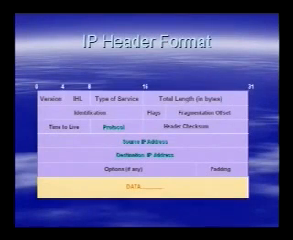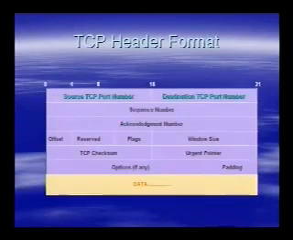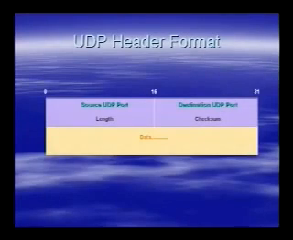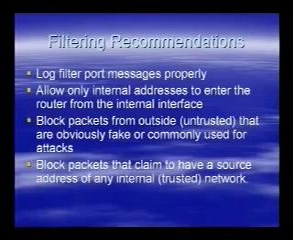And again, here's a header format, right? This is typically what you filter on. You filter on source and destination IP addresses for layer 3 and the protocol type. And then if it's TCP, you look at the port number, destination and source, or UDP, same thing, destination and source port number.